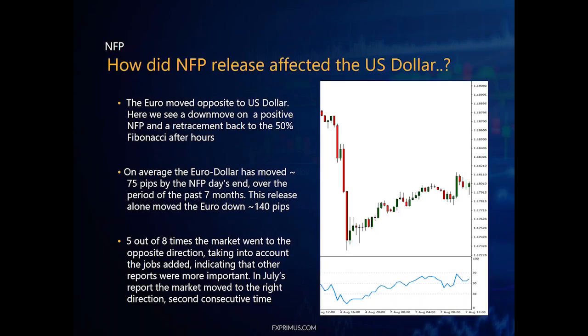Now, note that in 5 of those NFP releases, the market ended up moving in the opposite direction of the headline number. That was due to other reports having greater impact, while the first sudden move wasn't based on the headline number. This is what I mentioned earlier: the headline number is not the only thing that is important. This is why I focused on the previous results in the first slide. Knowing what could influence investor sentiment is very important. So in July's report, the market did move in the direction of the headline number, as was expected.